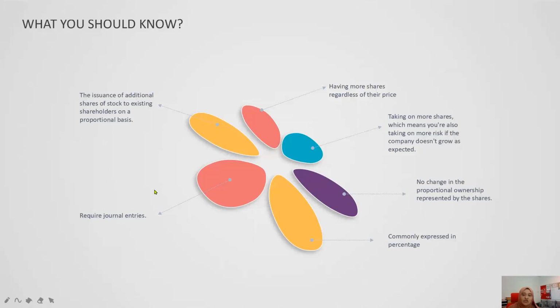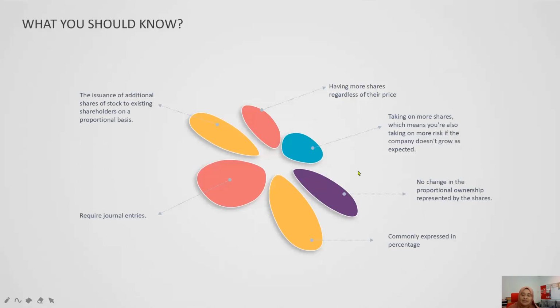And by issuing additional shares to existing shareholders, the company will have more shares, and by having more shares, the shareholders are taking more risks if the company doesn't grow as expected.